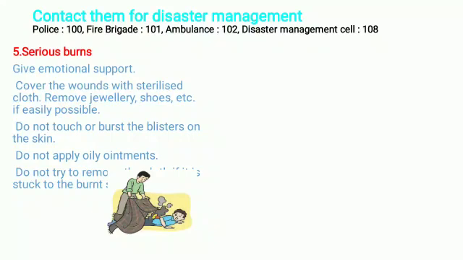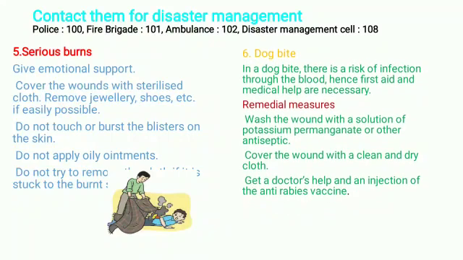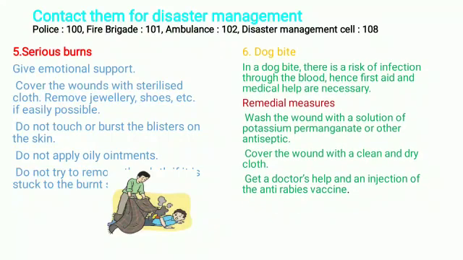to remove his cloth. Sixth one, dog bite. In a dog bite there is a risk of infection through the blood. Hence first aid and medical help are necessary. And what are the remedial measures to be taken during dog bite? Wash the wound with a solution of potassium permanganate or other antiseptic. Cover the wound with a clean and dry cloth. Get a doctor's help and an injection of the anti-rabies vaccine.